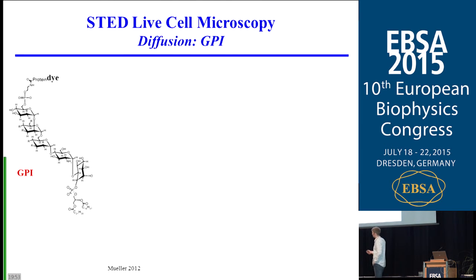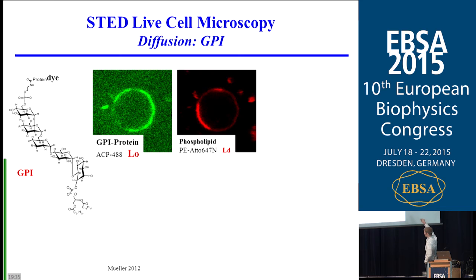Just to show you this, we investigated also the GPI-anchored protein. This is a protein on top. The dye sits on the protein, you have a linker, and then you have a lipid anchor that anchors the molecule to the plasma membrane. And this one, in these GPMVs, goes mainly to the LO environment.